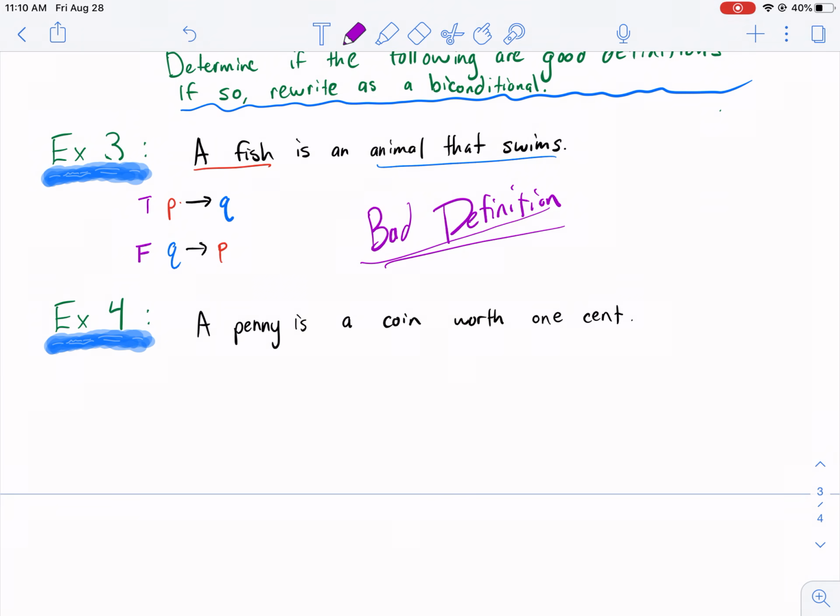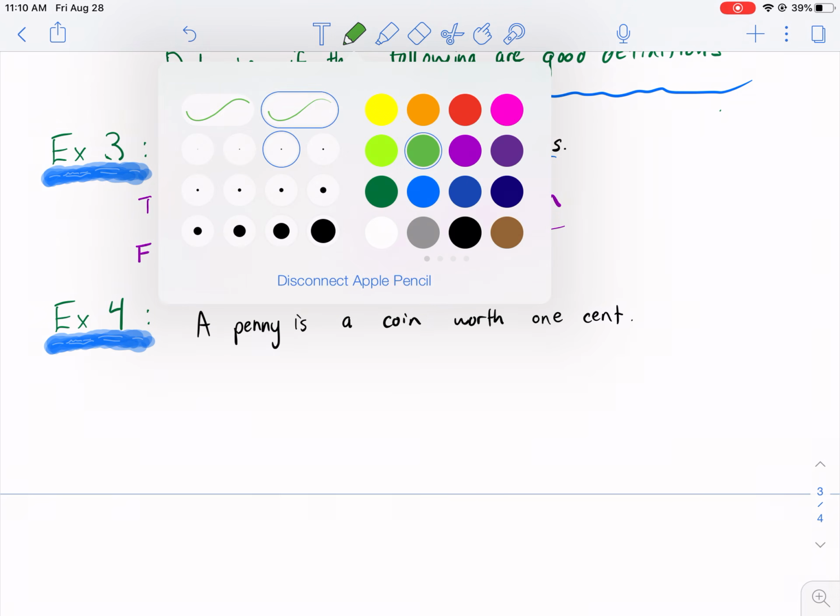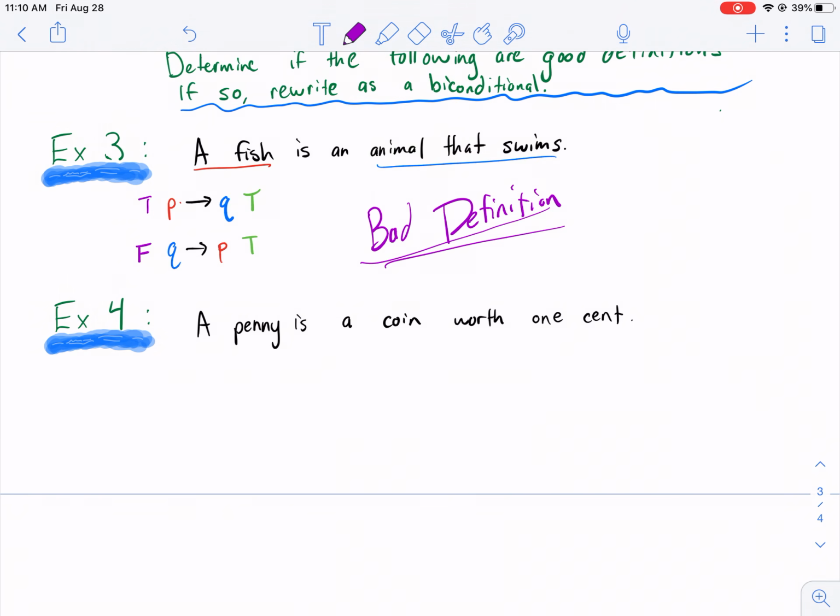A penny is a coin worth 1 cent. Okay, I'm just going to refer to this one. If it is a penny, then it is a coin with 1 cent. That's true. Okay, a penny is worth 1 cent. If it is a coin worth 1 cent, then it is a penny. That is also true. So guess what? These are clear terms. They're understood. It's precise, and it's reversible, so we can write this as a biconditional.